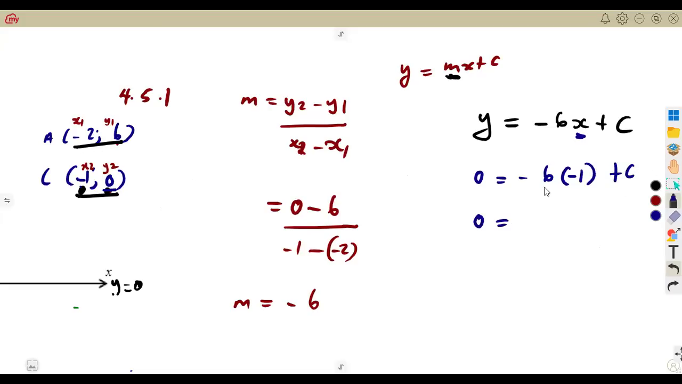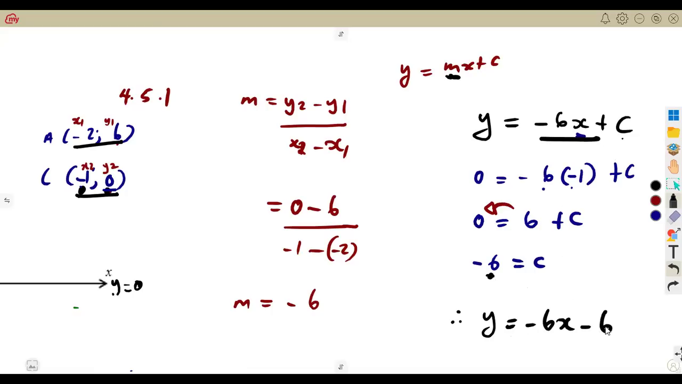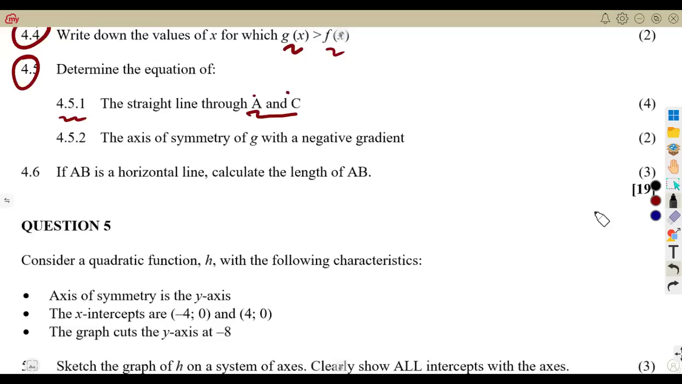So that's 0 is equal to -6 times -1, that's +6, plus c. Transpose the 6 to the other side, it becomes negative, so that's -6. 0 minus 6, guys, that's -6, is equal to c. So therefore, the equation of the line is y is equal to -6x plus c, with this -6 that we are given. So the equation is y = -6x - 6. We can use any point that you want, like I said. You can even use the first point. It is still one and the same thing.